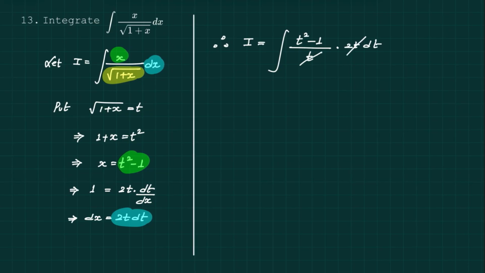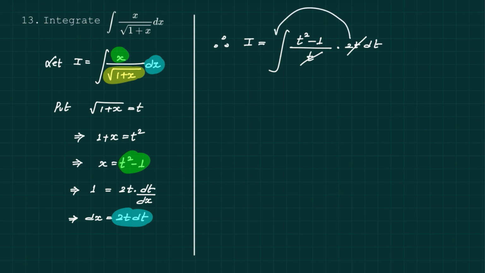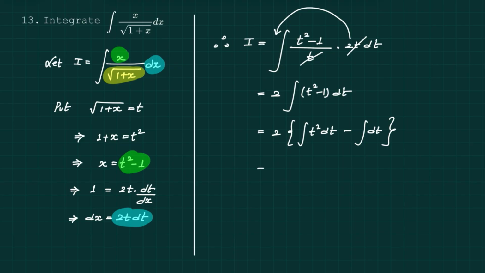So here t and t got cancelled, and let us take out this 2 outside. So I equals 2 times the integration of t square minus 1 dt. So let us separate the integration, then it will be the integration of t square dt minus the integration of 1 into dt, that is dt. So this equals 2 into the integration of t square dt is t to the power 2 plus 1, 3, minus the integration of dt is t, plus c.